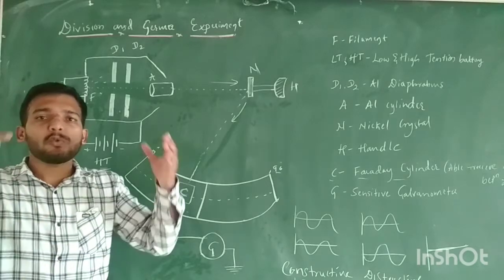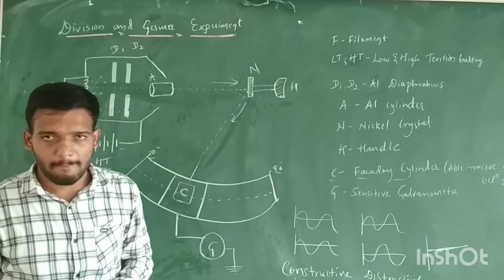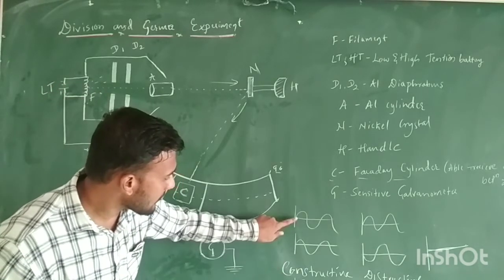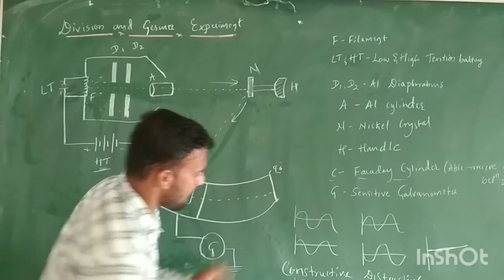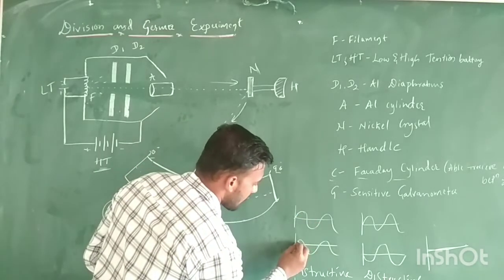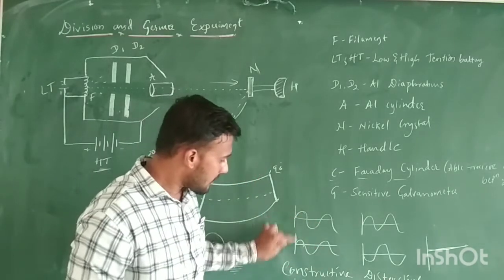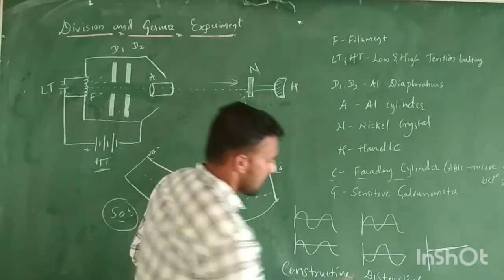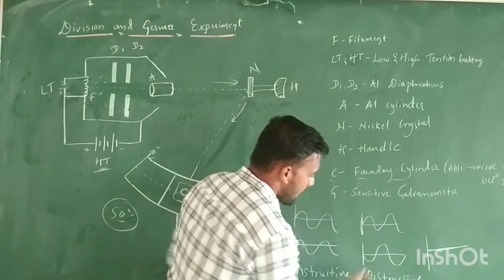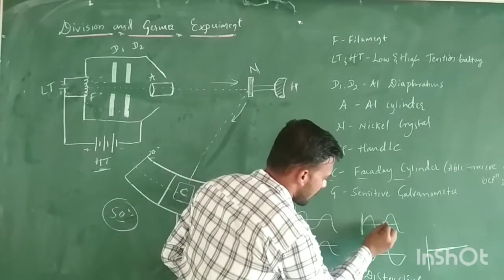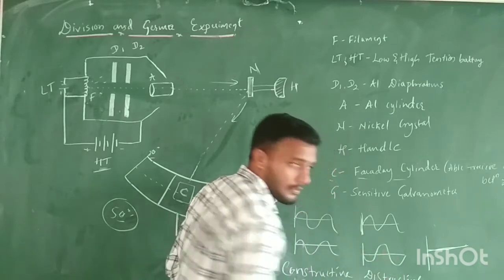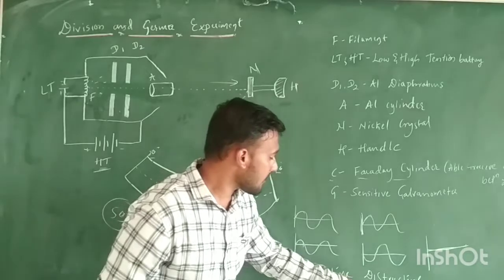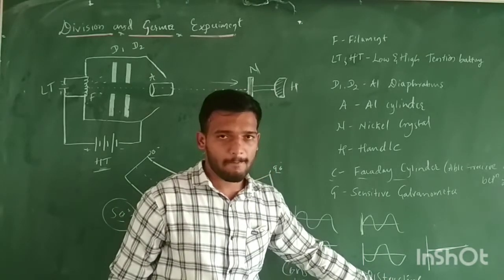Interference means two waves interact with each other. In constructive interference, these two waves are in phase, meaning they start with the same phase. That is constructive interference. These two waves are out of phase: this one starts here, but this one starts here. These two are out of phase. That one you have to call destructive interference.